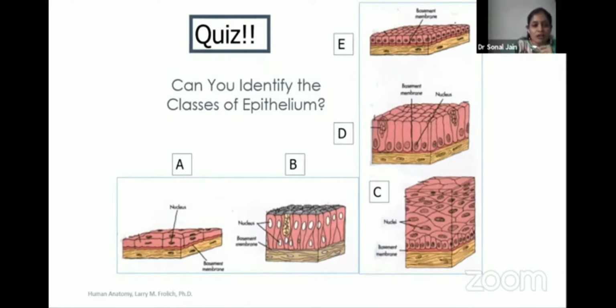B is pseudostratified columnar epithelium. Examples are the trachea and the bronchus. This one is also stratified, but it is squamous, and examples of this are the skin and also the esophagus. But there is a difference between keratinized and non-keratinized. D is the columnar epithelium, which we can see in the intestine. And E is the cuboidal, which we can see in the thyroid gland.